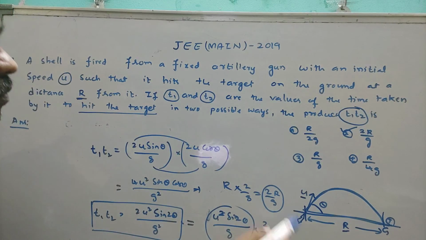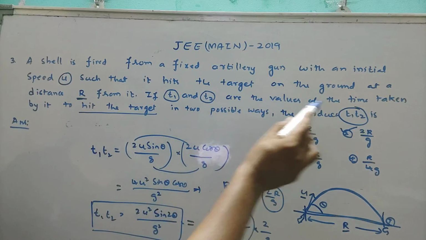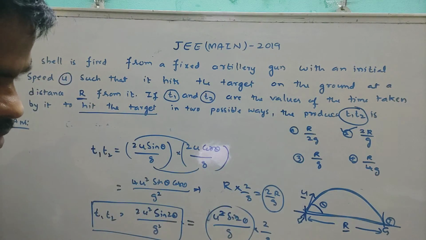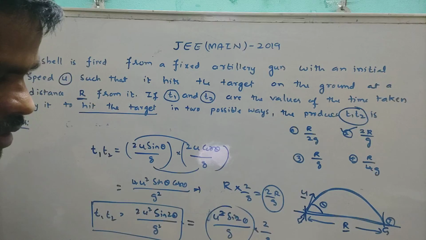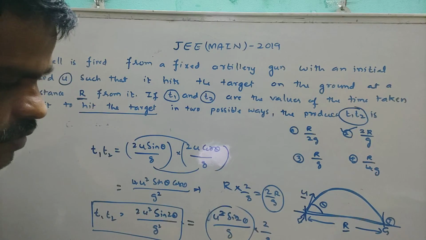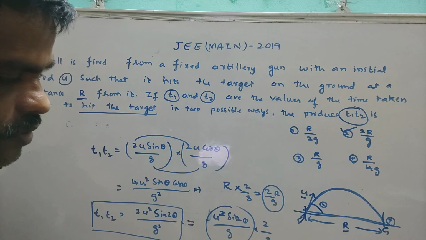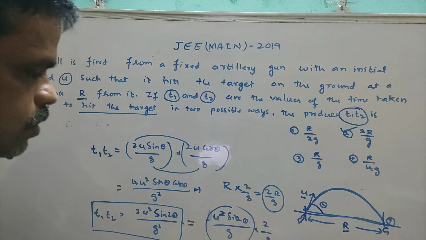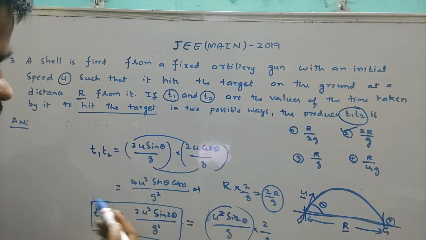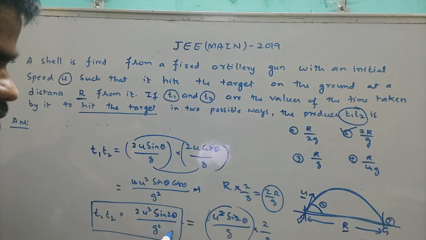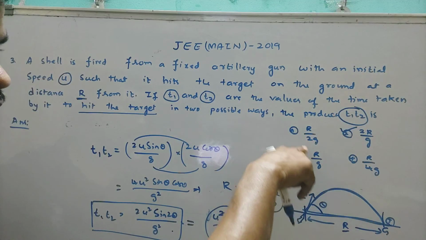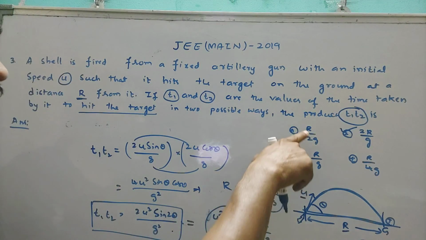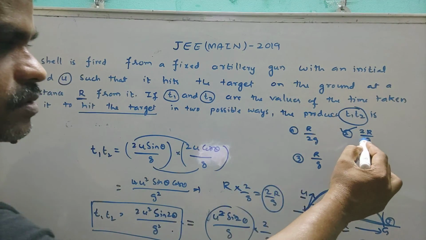Just what I did here: t1 and t2 are the times taken to hit the target. There are two possibilities: the projectile may take theta 1 angle with the ground, or it may take 90 minus theta with the ground. In the first possibility the time taken is t1, in the second it is t2. I substituted and took the product. I got this answer, but it is not among the four options, so I changed it in terms of range, and got 2r by g. This is the right option.